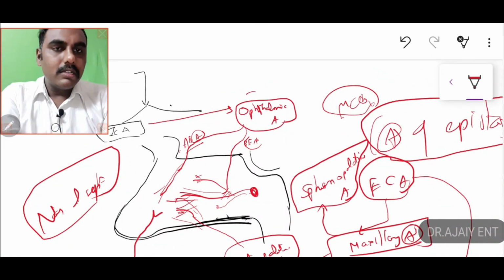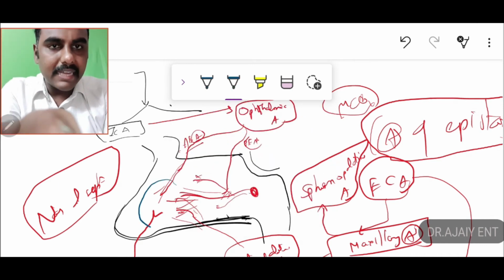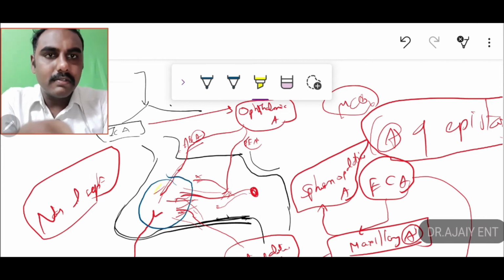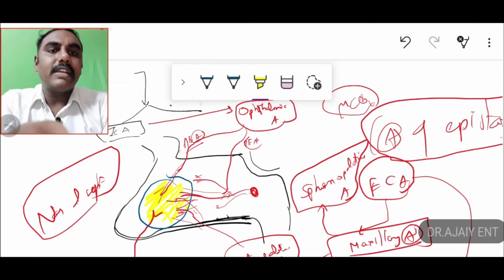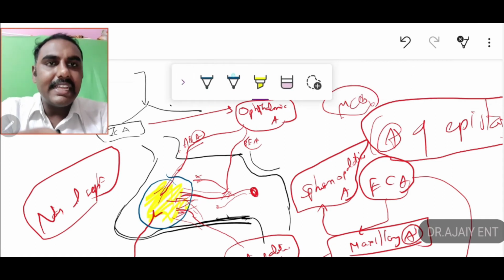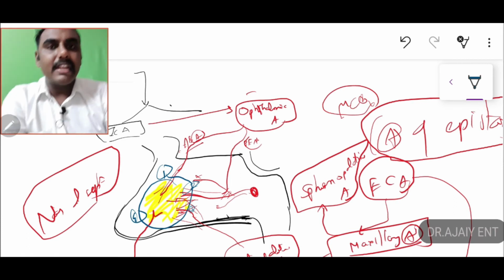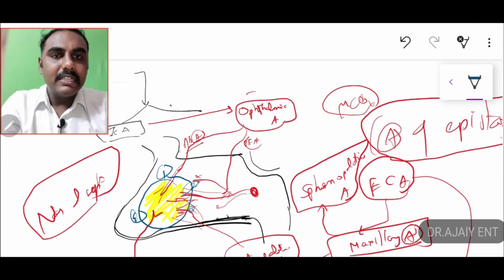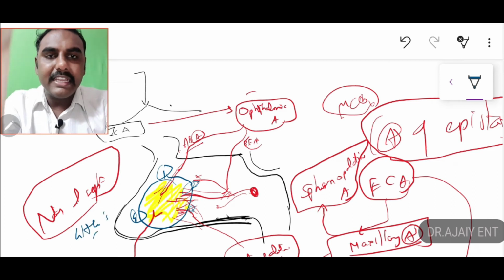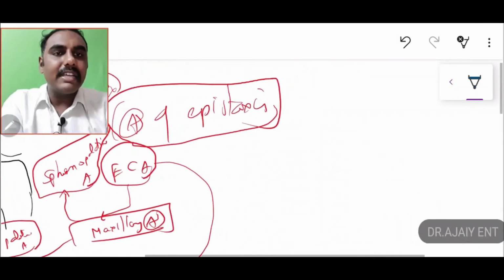So now this area, I am just marking this area. This area that I marked, how many arteries? 1, 2, 3, 4. So this area that I marked is called Little's area of the nose.